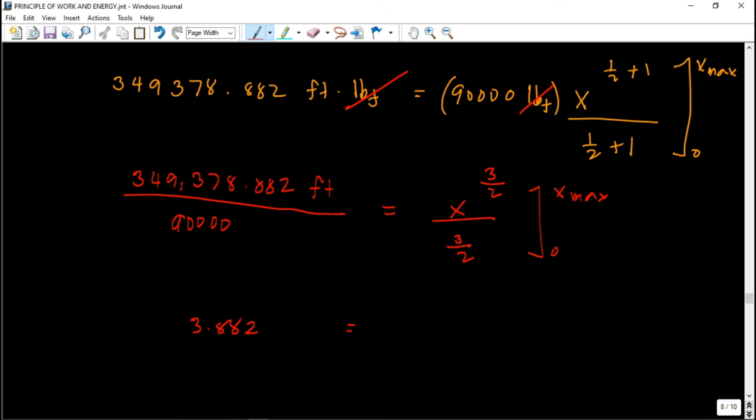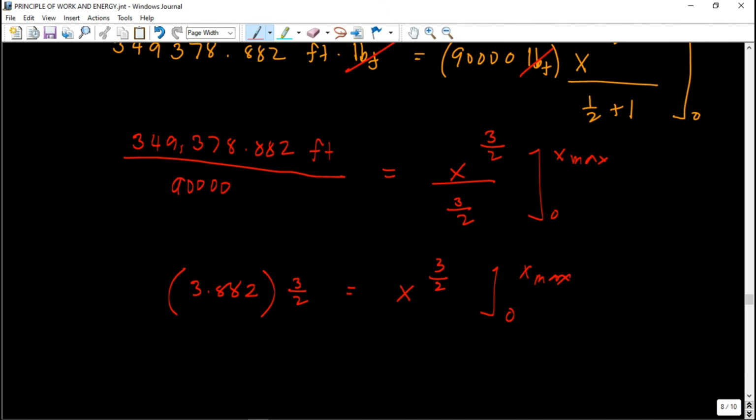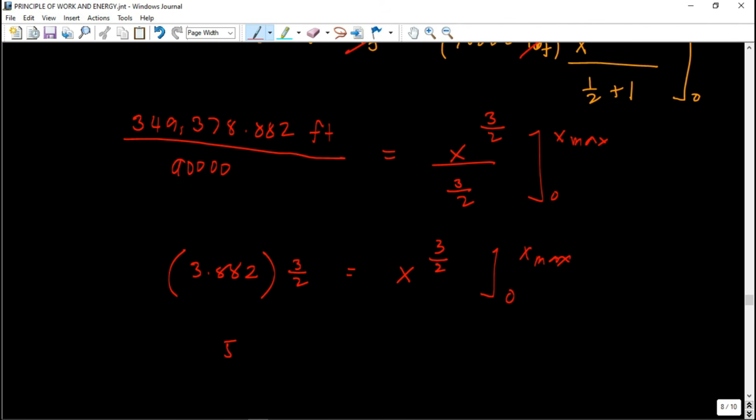So here, so multiply tayo ng 3 halves both sides. So para makancel natin siya dito. So this becomes x raised to 3 halves, okay, from 0 to x max. So times 3 halves. So we have here 5.82. Okay, so 5.82. So disregard na lang natin guys yung unit because sa problem sinabi that x is in feet. So whatever the equivalent of x here, yung unit niya is in feet.